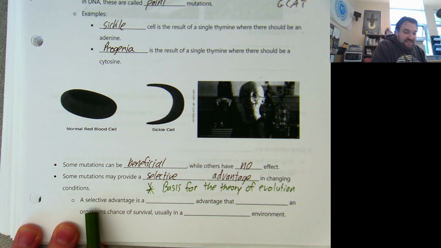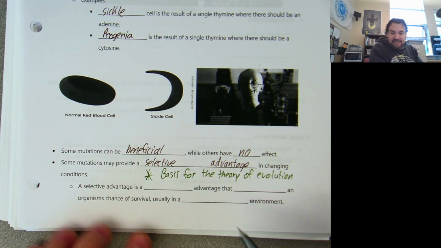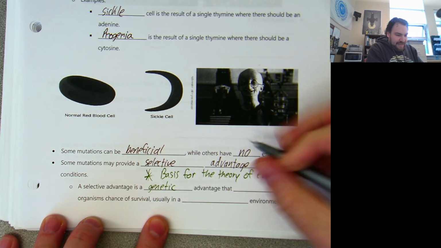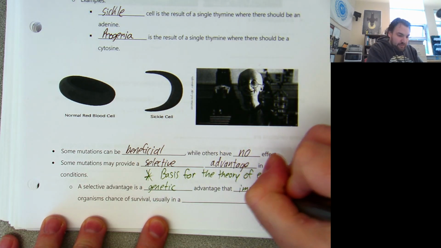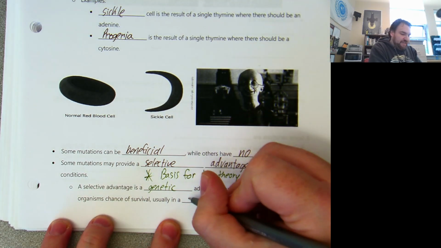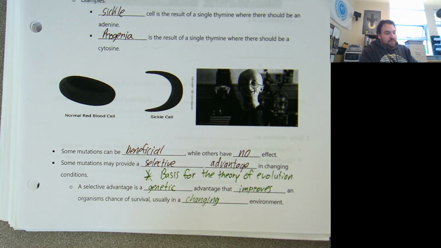It goes on to say a selective advantage, so what I call here a selective advantage. A selective advantage is a genetic advantage that improves an organism's chance of survival, usually in a changing environment. Not always a changing environment, but it could be a changing environment. Maybe the environment's the same, but the population has to move.